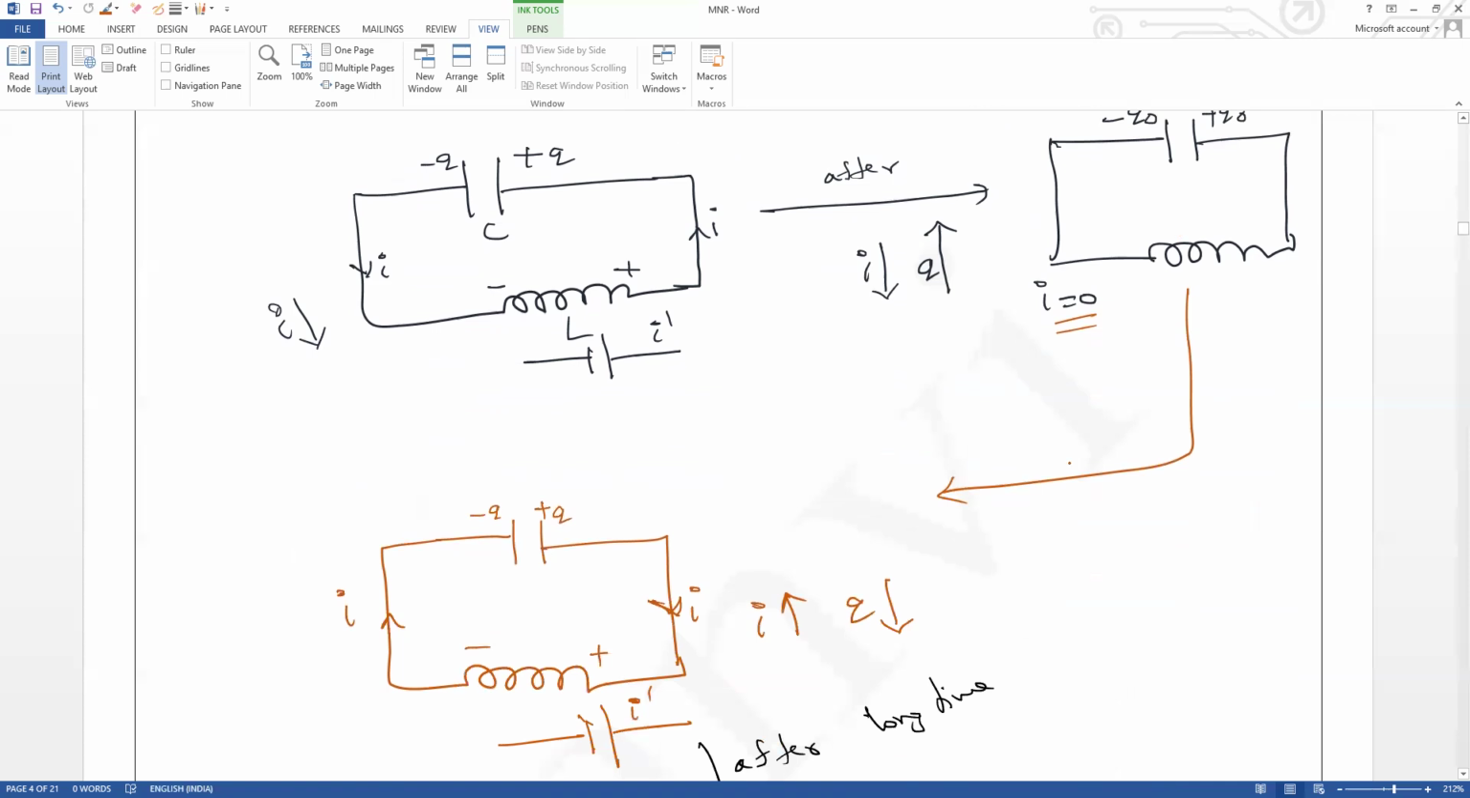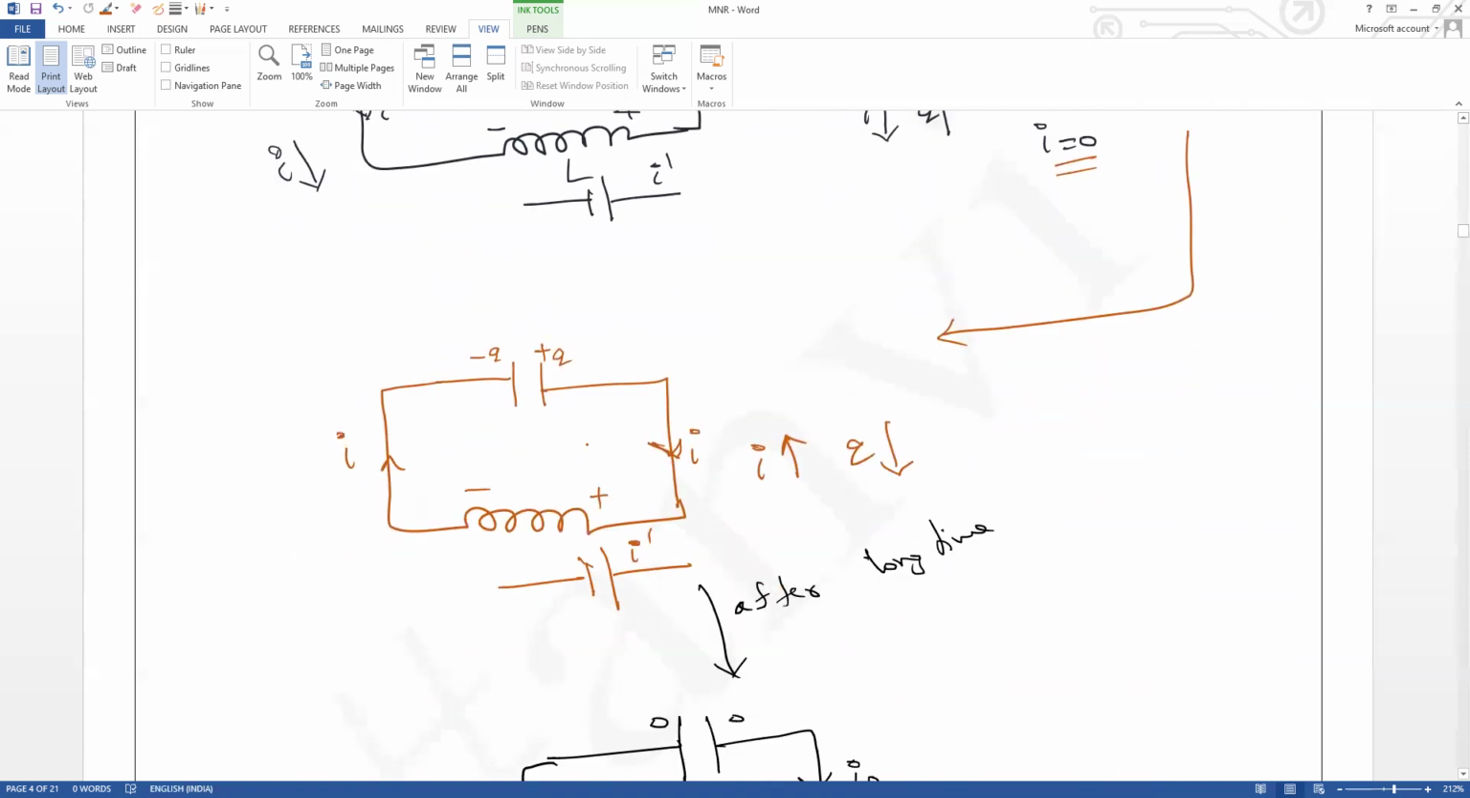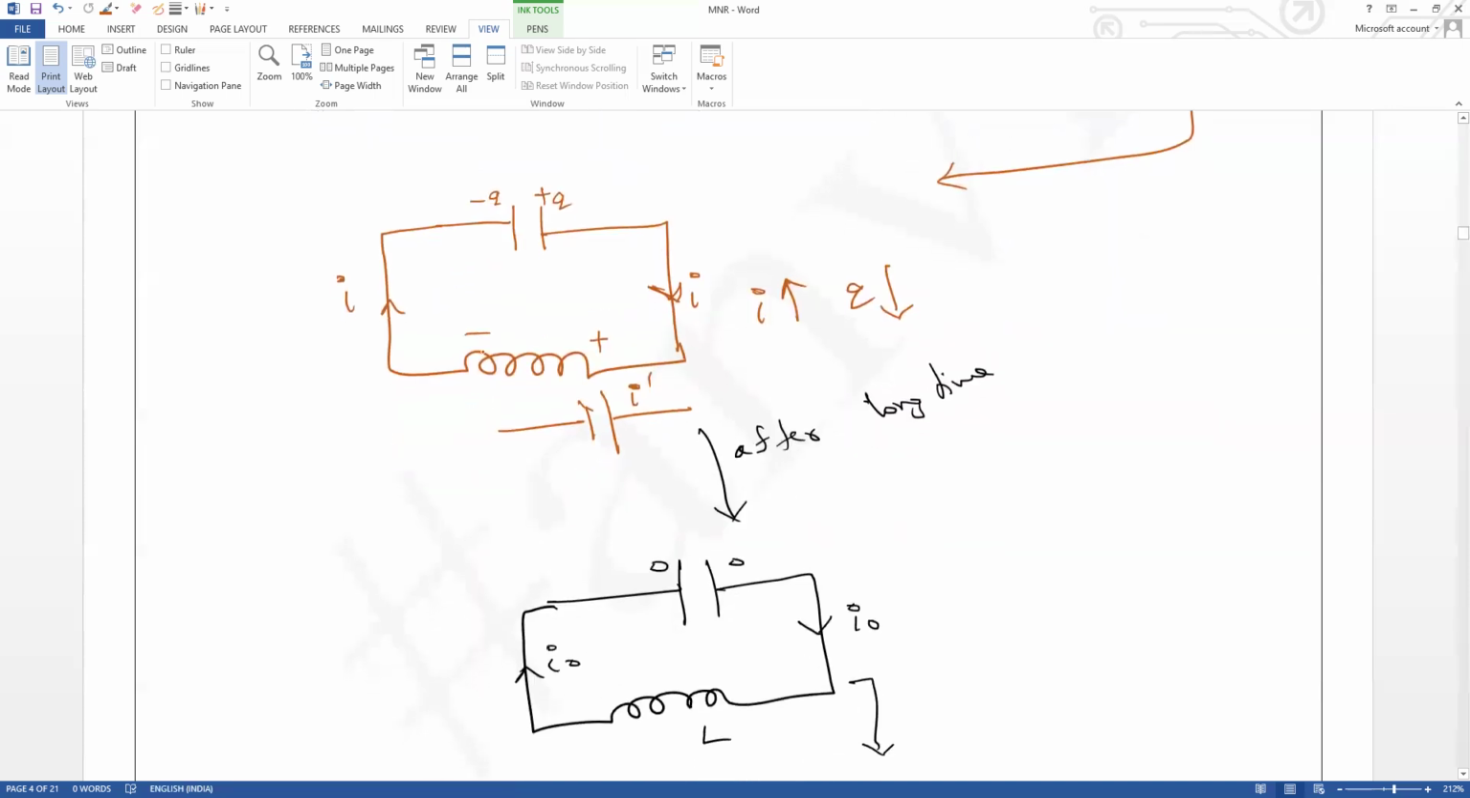So again the current will start increasing. So again our inductor will oppose the change. Now high potential, positive to negative, positive to negative. The current is flowing in the reverse direction now. Reverse direction, positive to negative, positive to negative. Then what will happen? After a certain time, again the current reaches maximum.